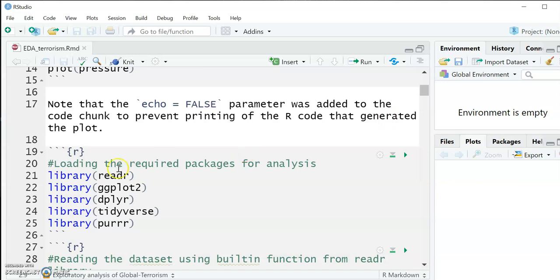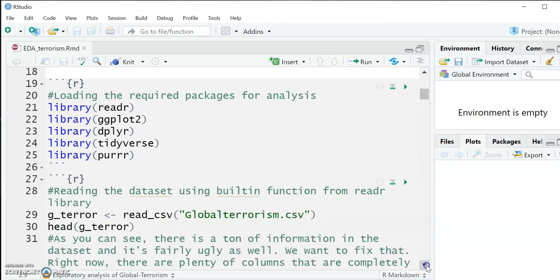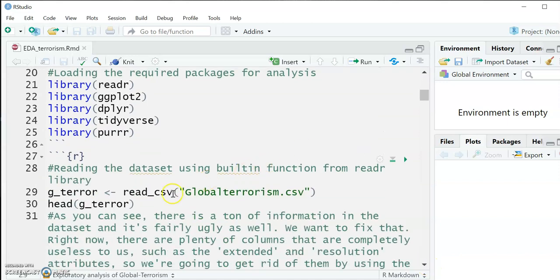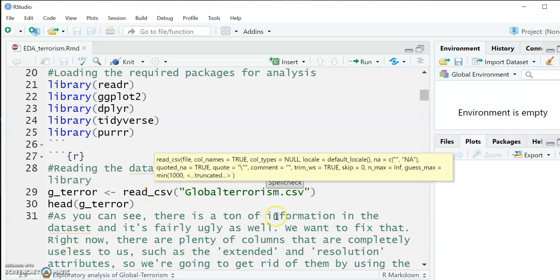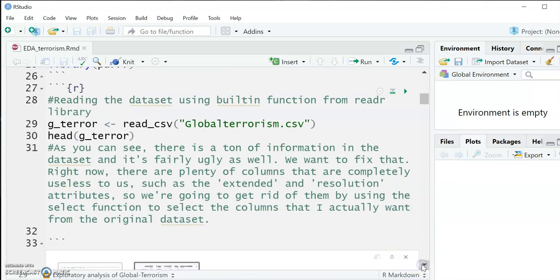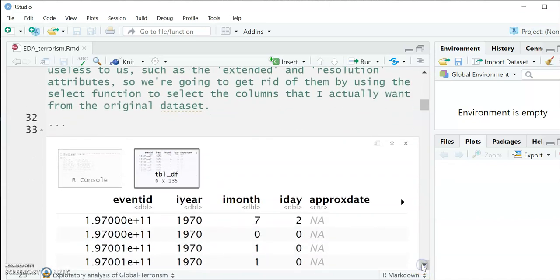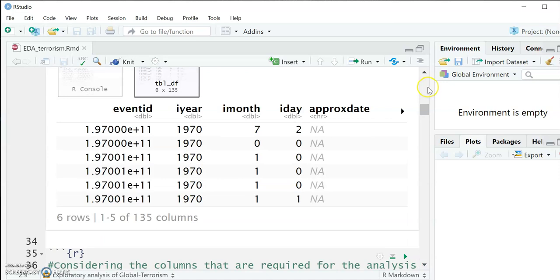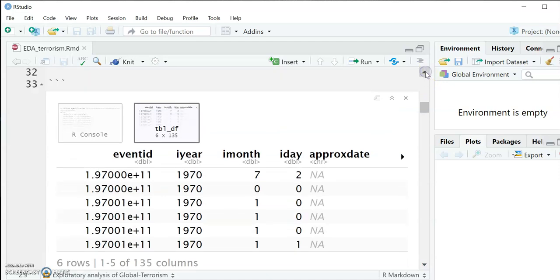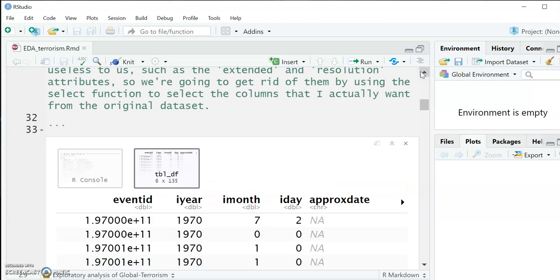Here are the packages which I have loaded, which are required for the analysis. Then here I have read the data set using the built-in function from the radar package. And then we can see that there are around 135 columns and around 181,000 rows. So it's a huge data set which we have.